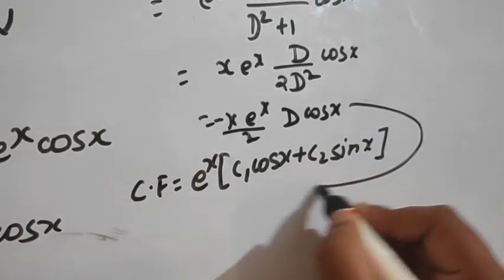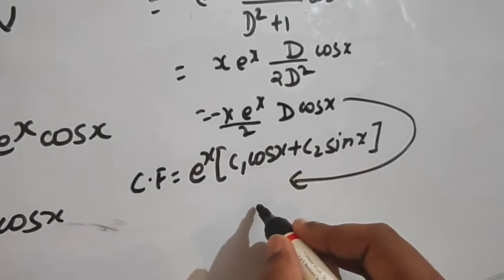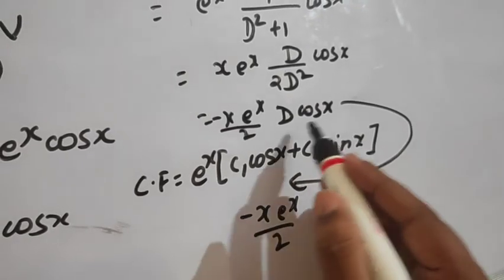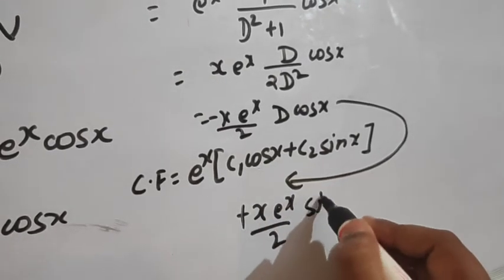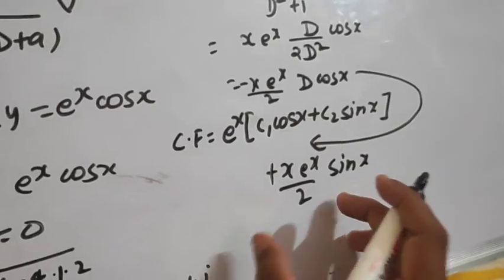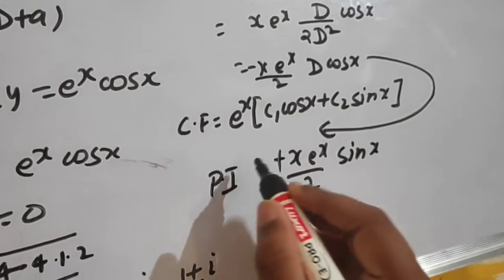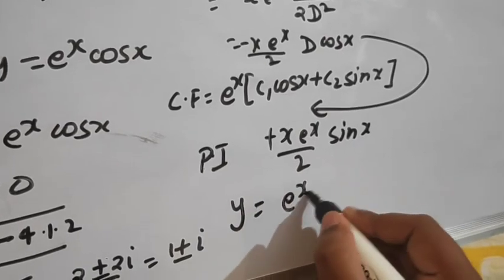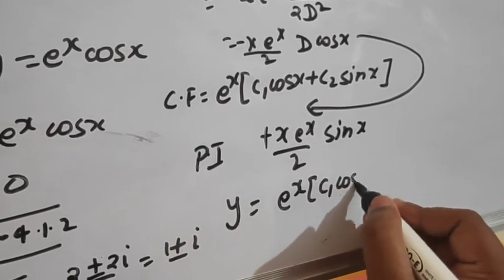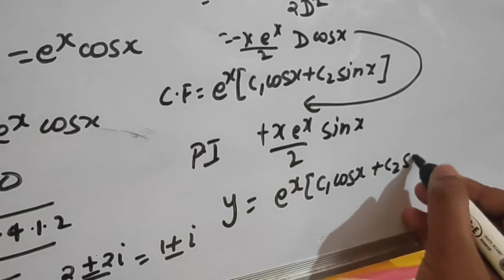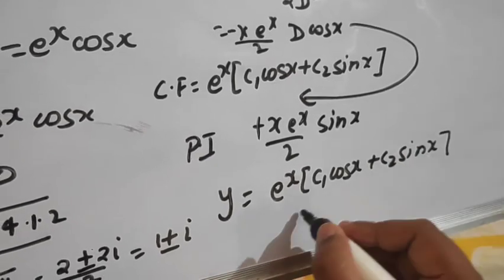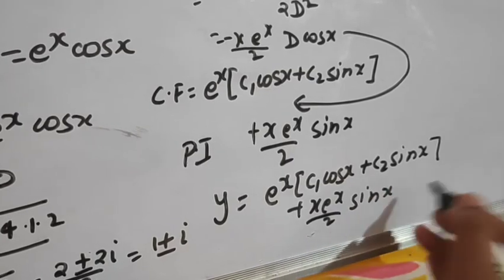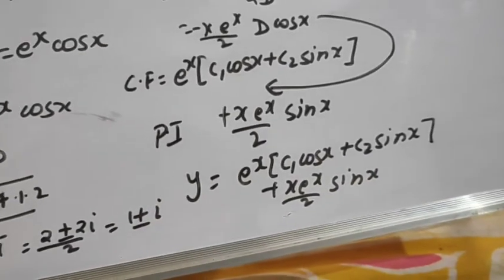So I am continuing with this now here. Minus x e power x by 2 and minus sin x, so here sin x. So this was your particular integral. This is your complementary function. Y equals e power x into C1 cos x plus C2 sin x, plus x e power x by 2 sin x is your final answer for this particular question.